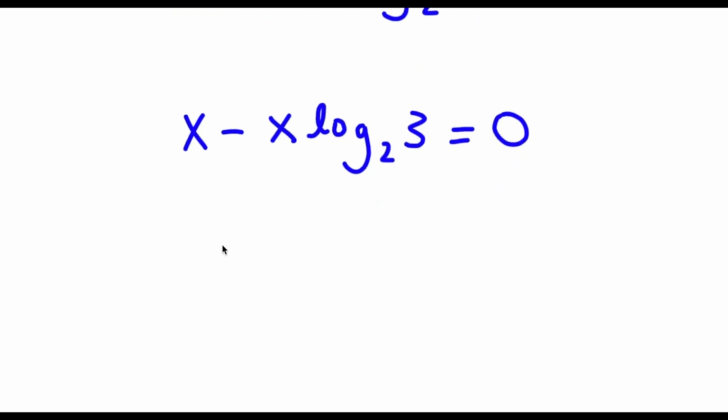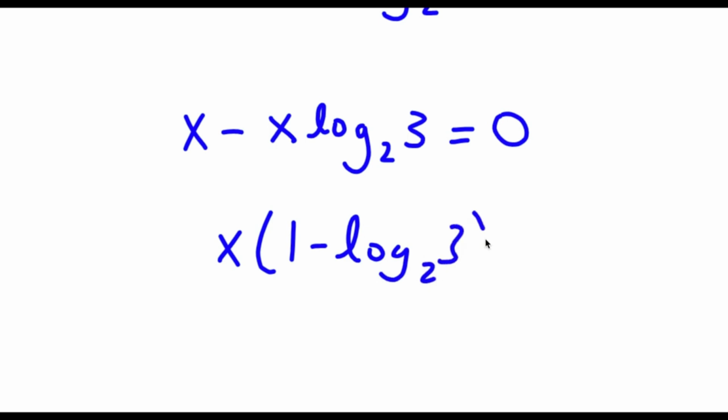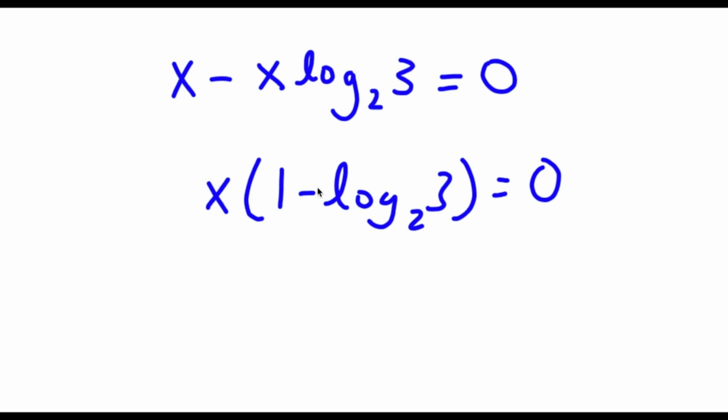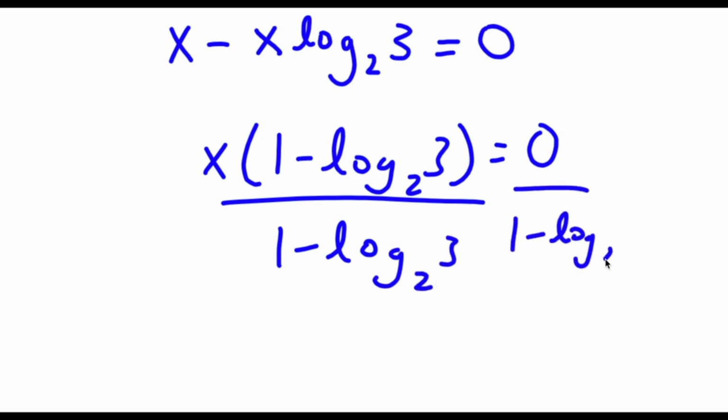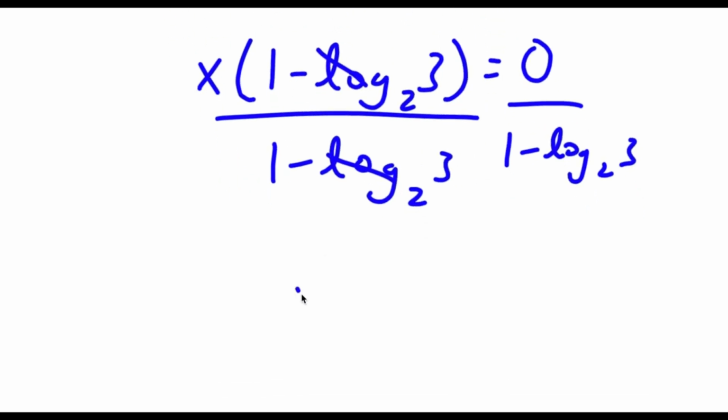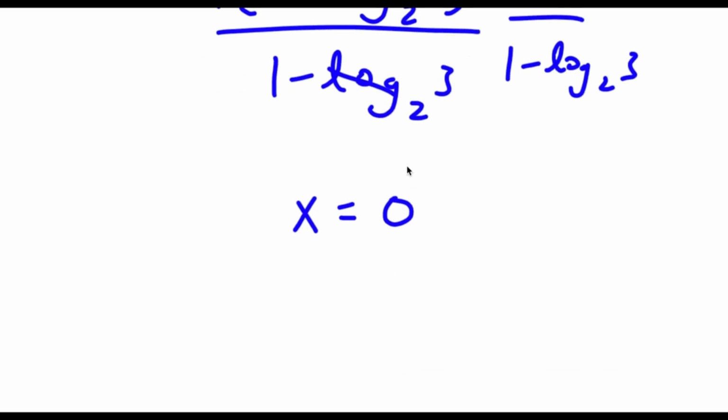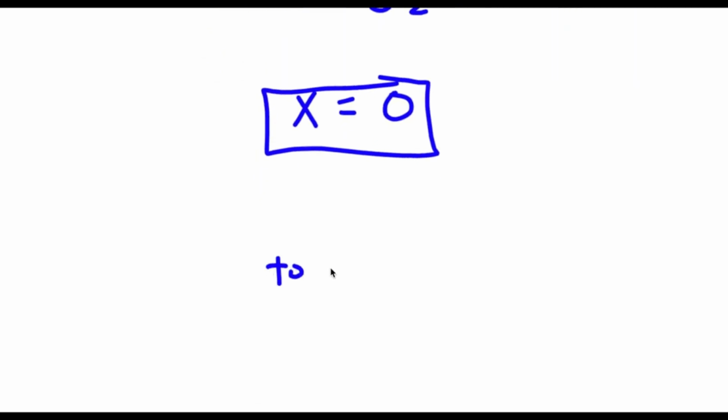So now if I factor out x from this, I get x times 1 minus log base 2 of 3 is equal to 0. So the only value of x, actually now I'm going to go ahead and divide by 1 minus log base 2 of 3 on both sides. And these two cancel out, and I'm left with x is equal to 0 divided by anything, which is 0. So x is equal to 0. This is my answer.